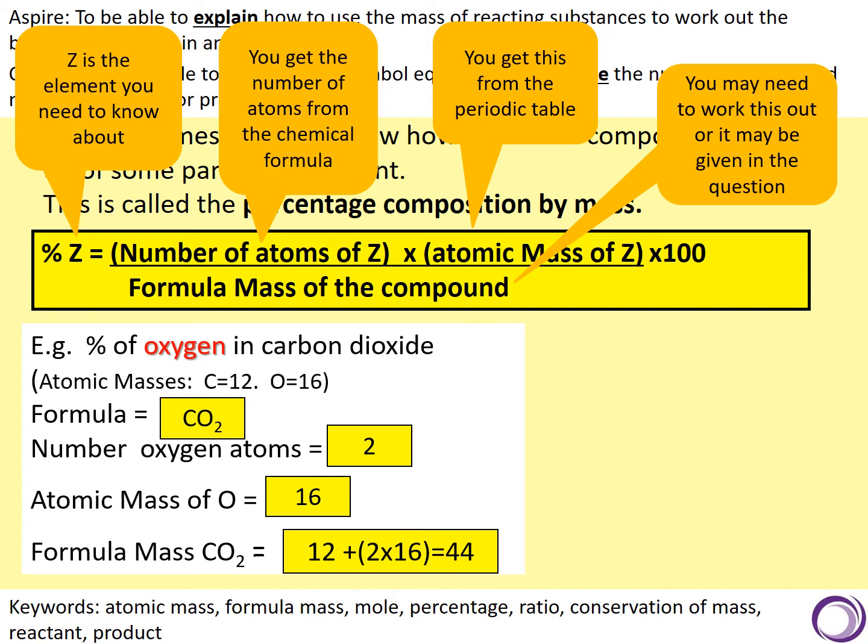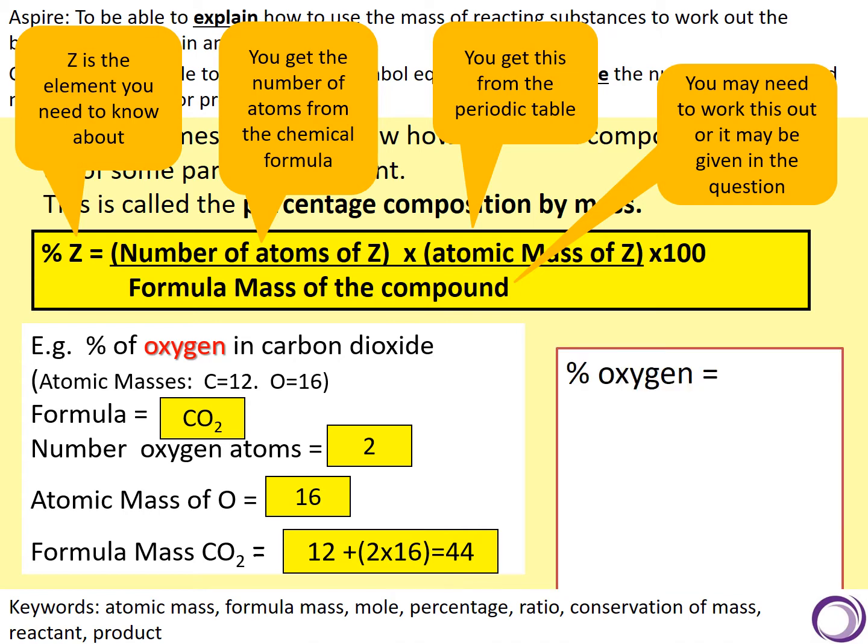We then need to put these numbers into the equation that I've given you above. So for the percentage of oxygen, we need the number of atoms of oxygen, which is 2.